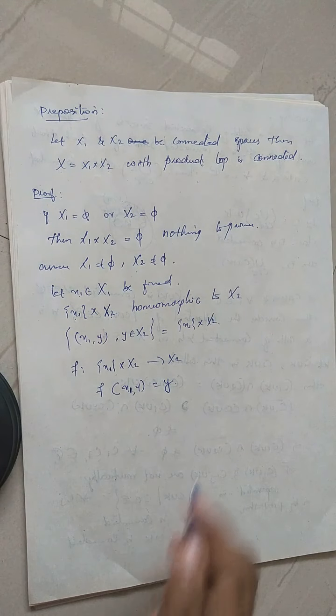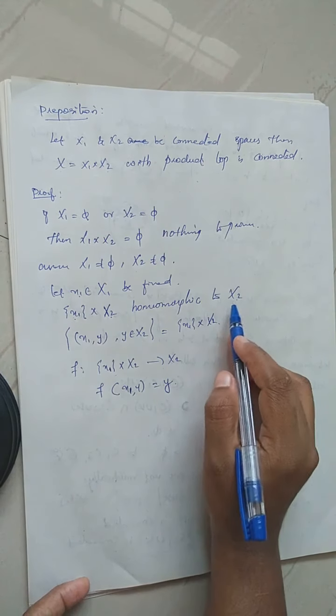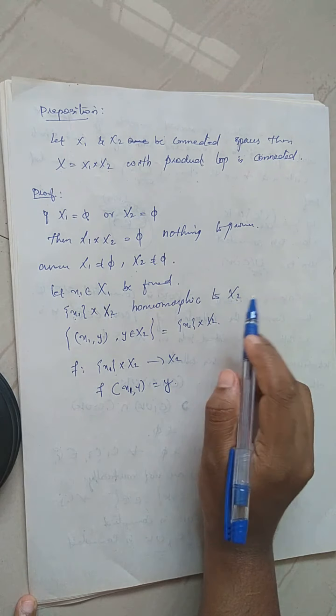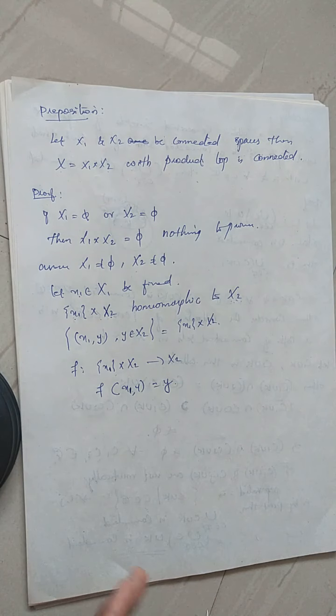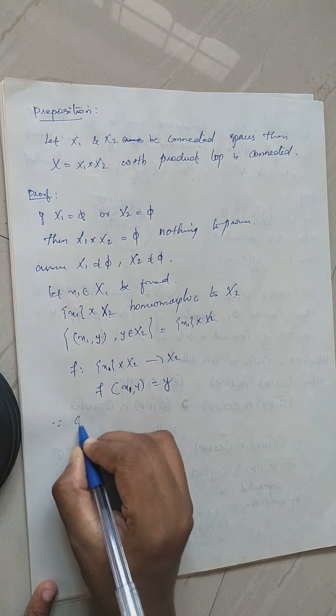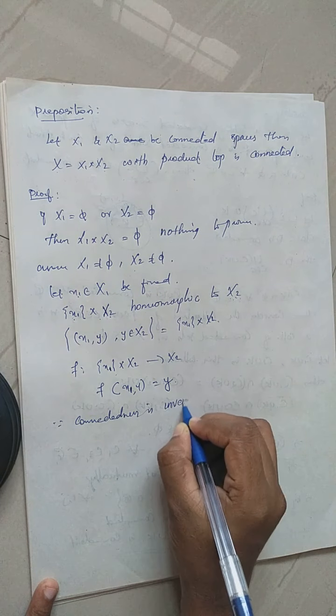Since we have assumed that X2 is a connected set, and when two sets are homeomorphic and any one of them is connected, then the other one will also be connected, because connectedness is invariant under homeomorphism. Connectedness property is invariant under homeomorphism.